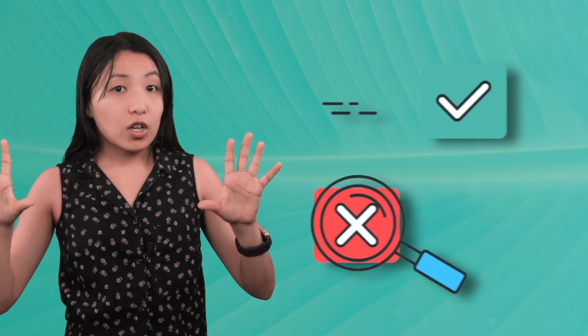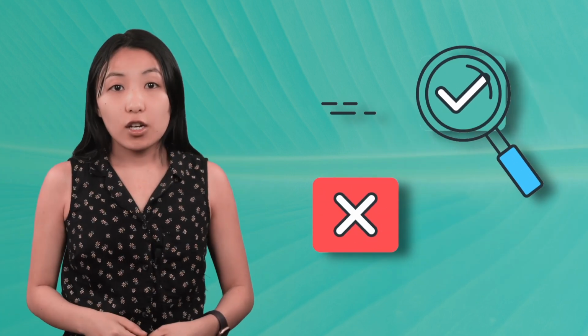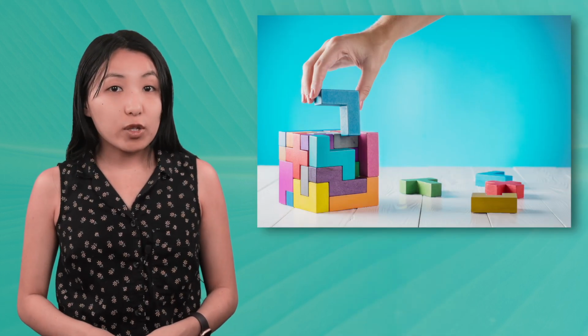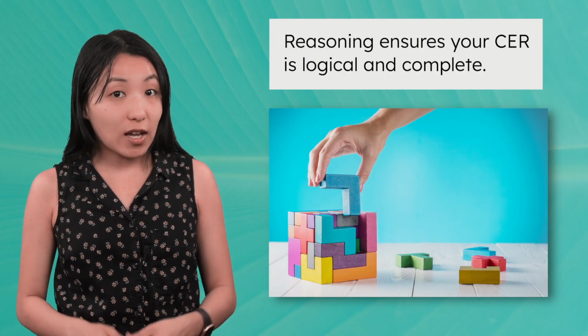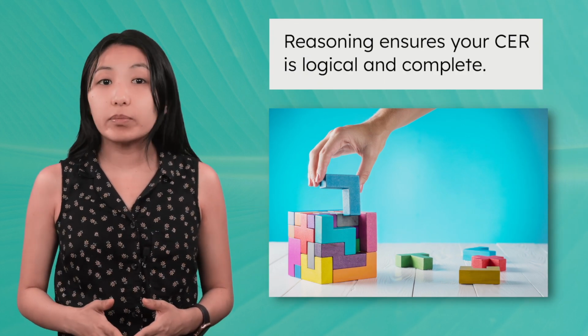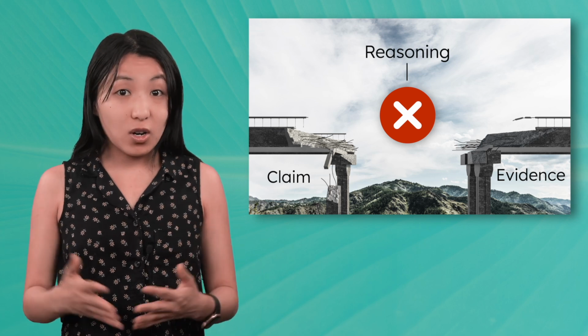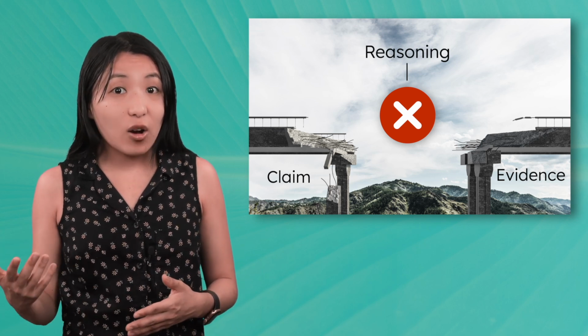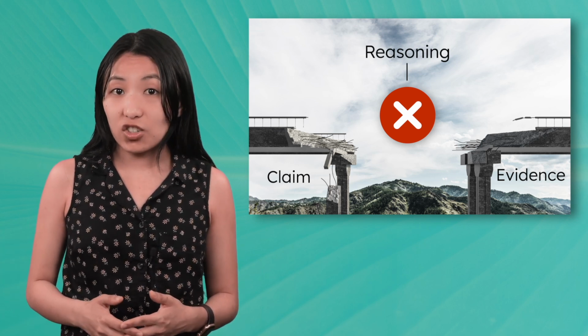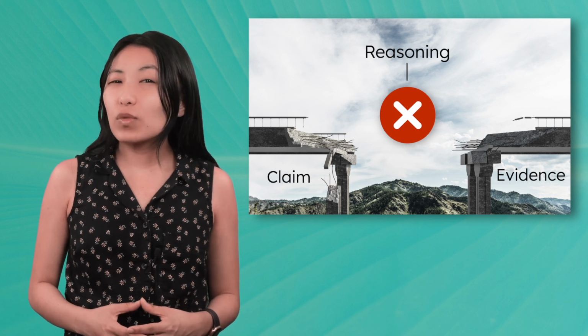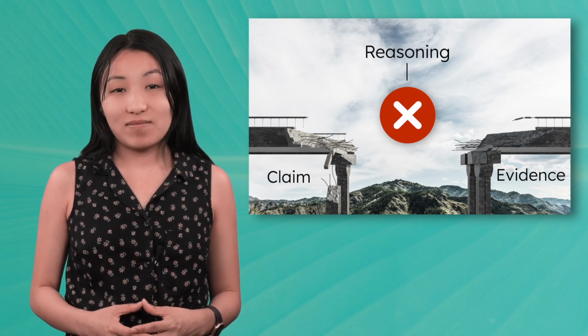Reasoning is challenging because it requires you to think critically about the big picture. You're not just stating facts. You're showing why those facts lead to the best decision. This step also helps you reflect on your analysis and ensure that your CER is logical and complete. If your reasoning doesn't connect the evidence to your claim, or you can't explain how the evidence supports the goals of the decision, it's a sign you might need to revisit your cost-benefit analysis.